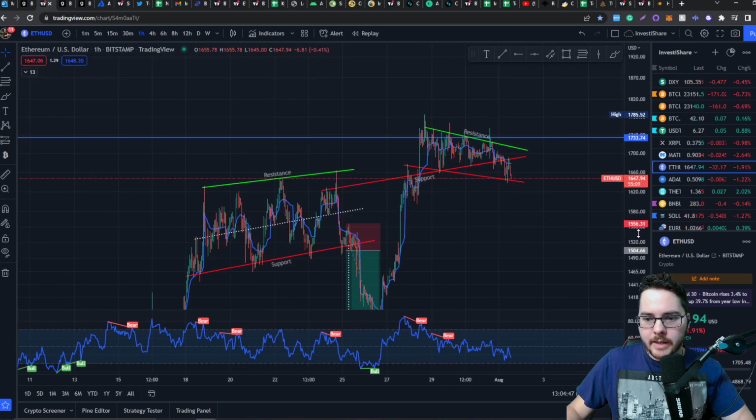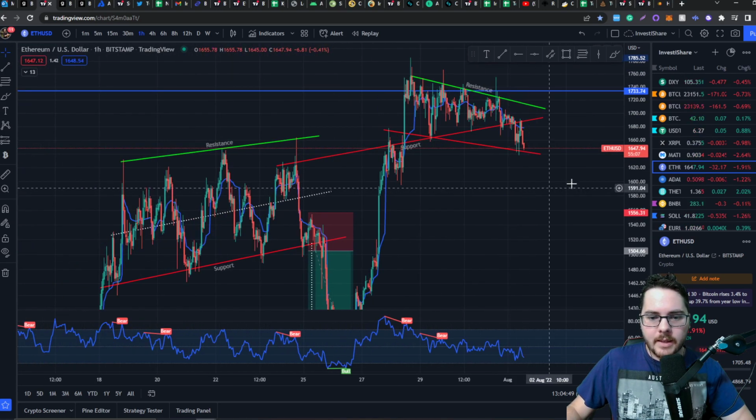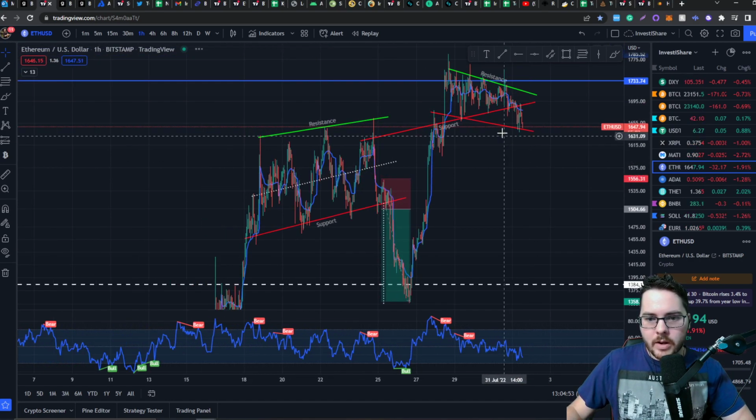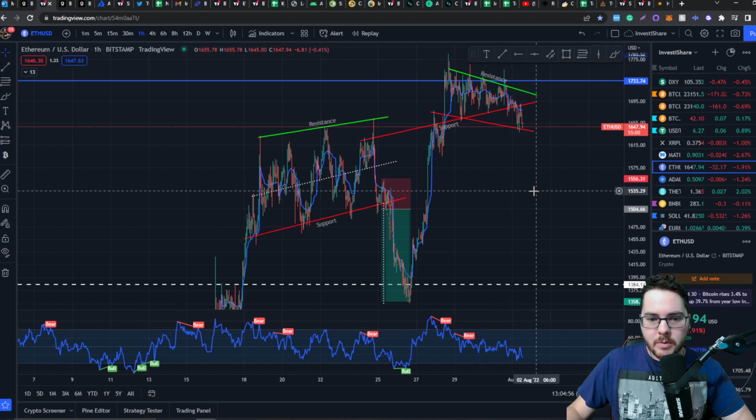A potential flag formation. If this breaks to the downside, it could end up doing what's called a BART formation, where it basically just goes up and then goes right back down to the most recent level of support.